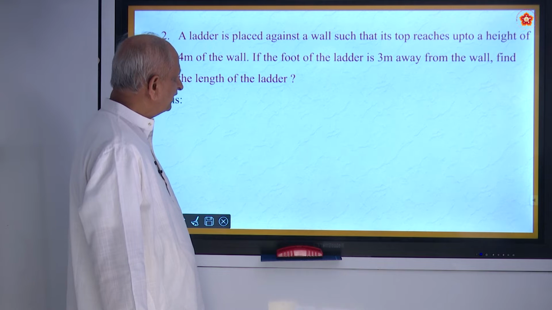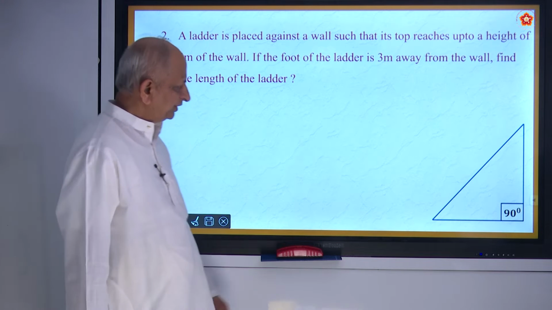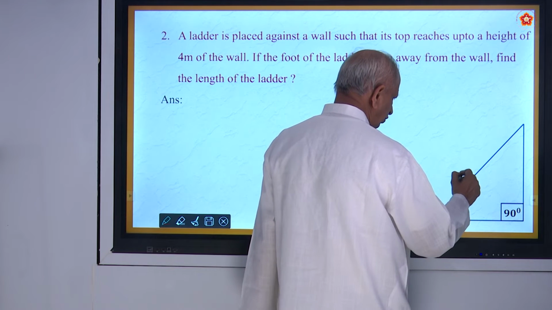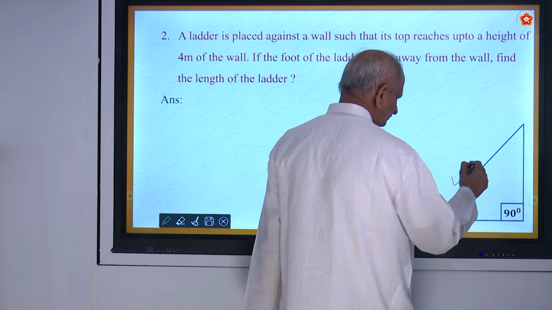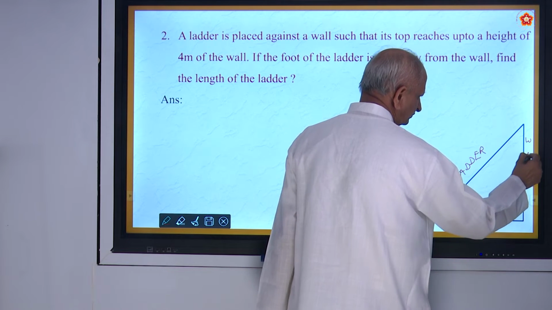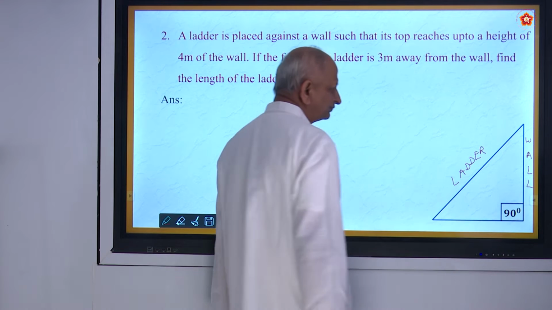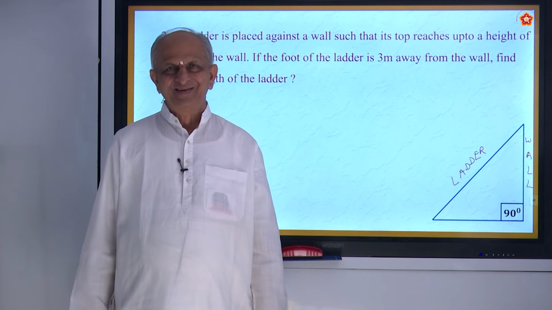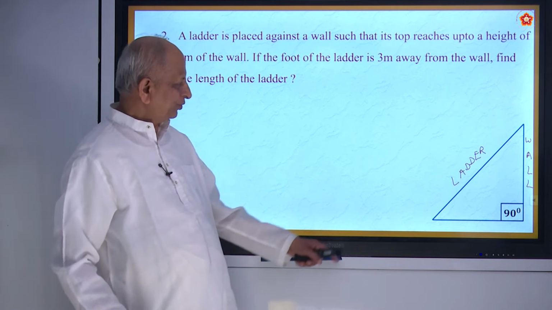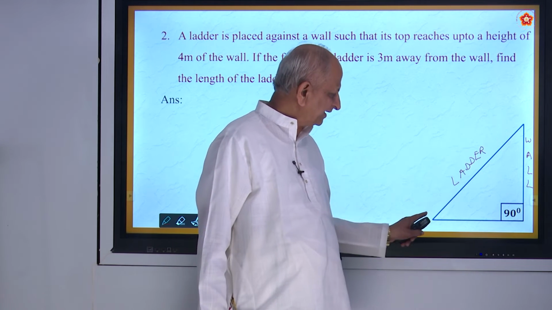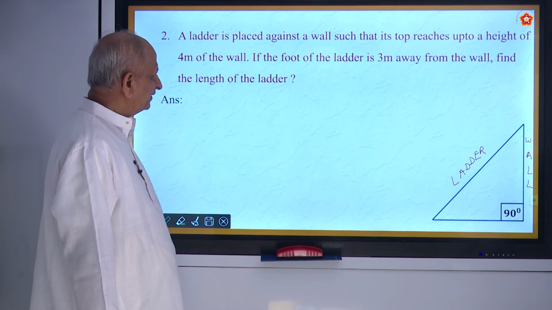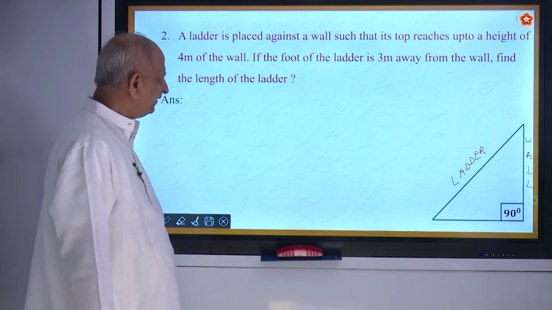A ladder is placed against a wall. So this is the ladder. This is the wall. I think you know that a ladder is kept slanted. Why? If you keep it straight, what happens? It will fall off. Is it not? If we keep it straight, you can't climb up. So to climb the wall, a ladder is kept slanted like this, and it is given that the top reaches a height of 4 meters.